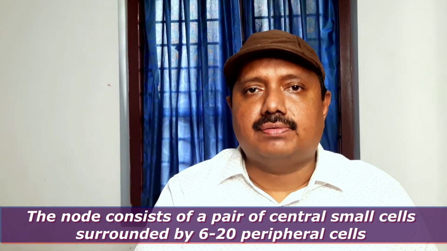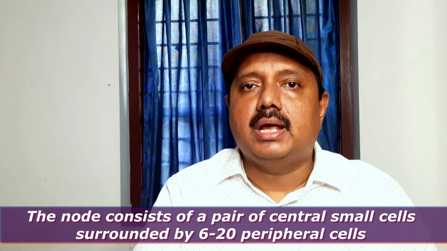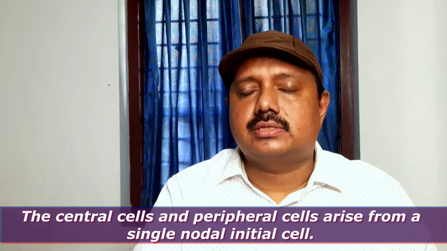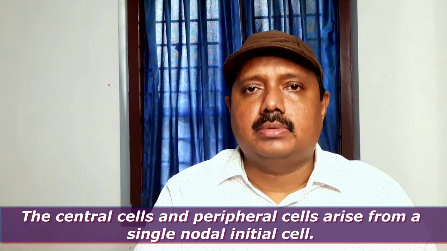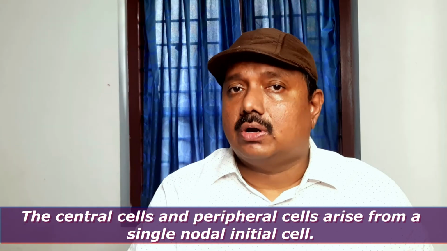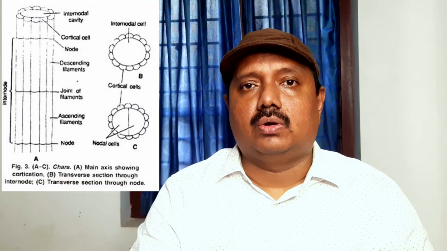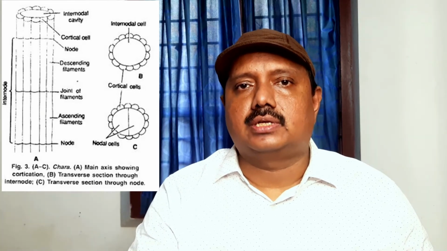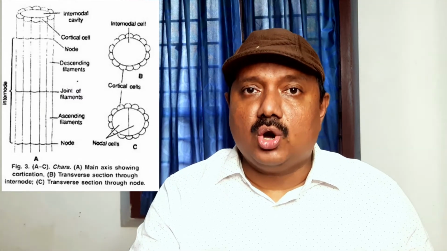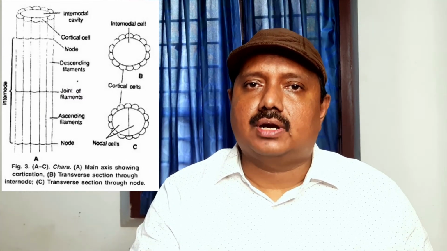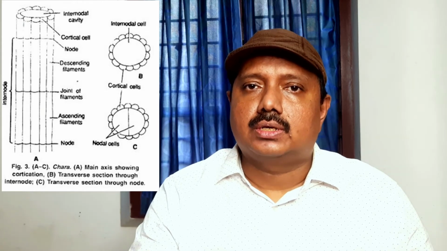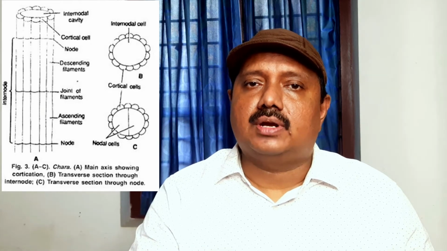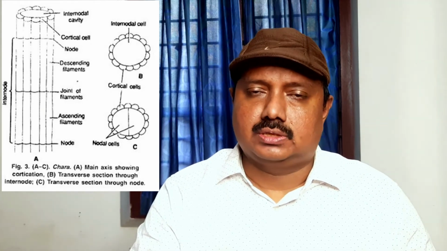The node consists of a pair of central cells surrounded by many peripheral cells, usually 6 to 20 in number. These central cells and peripheral cells arise from a single nodal initial cell. These cortical cells are unique in origin. These cells actually originate from the nodal cells, the peripheral cells of the nodal region. These peripheral cells grow towards the internode. From the lower node, some peripheral cells grow upwards along the internodal cell. Similarly, some of the peripheral cells of the upper node grow downwards.